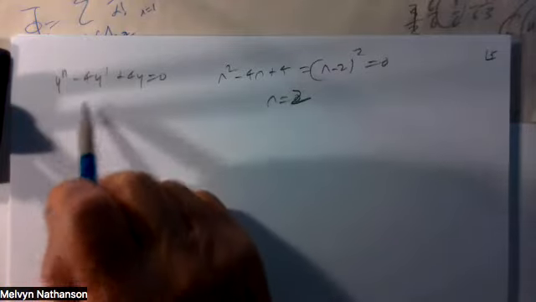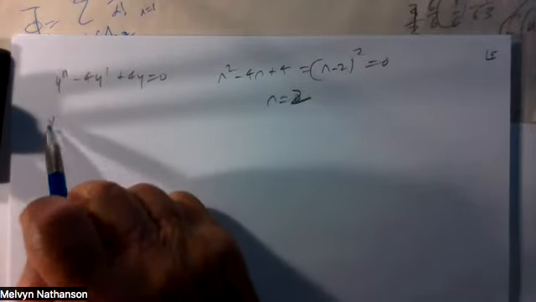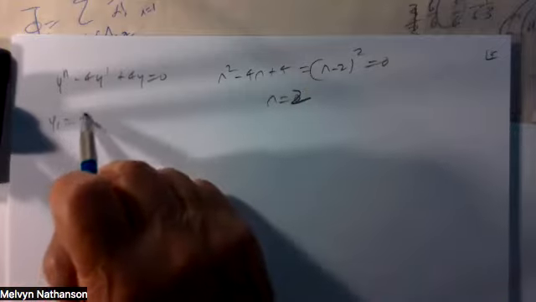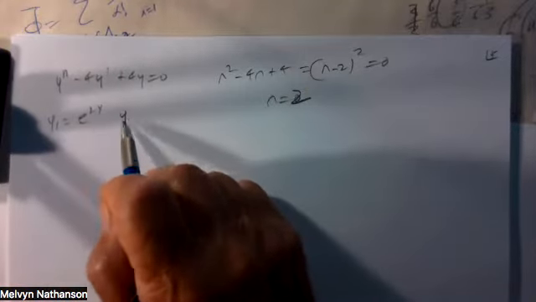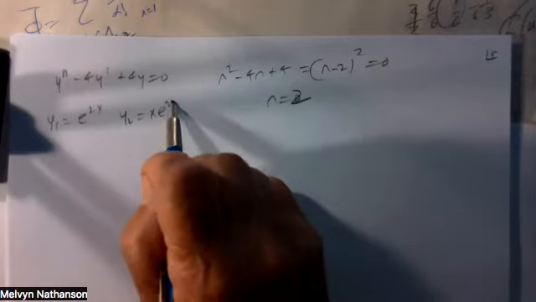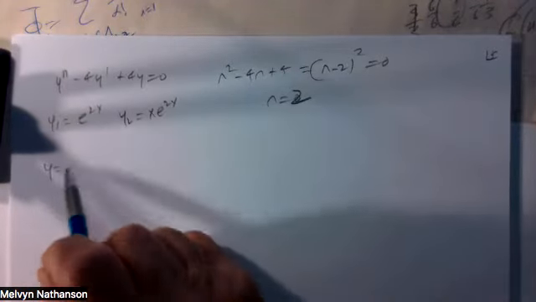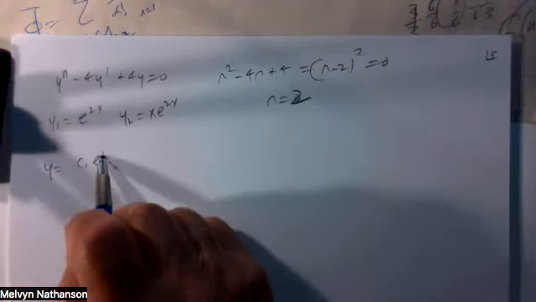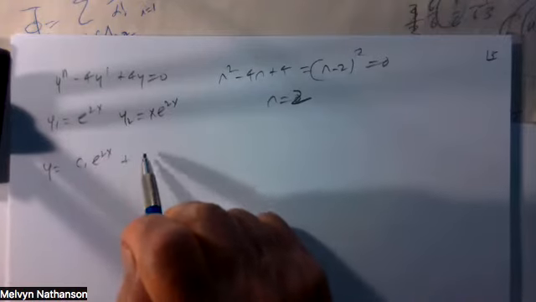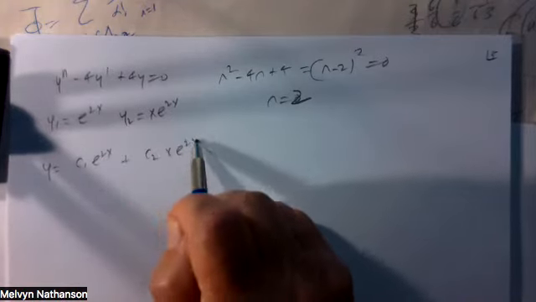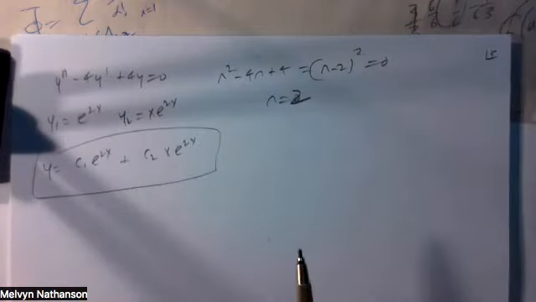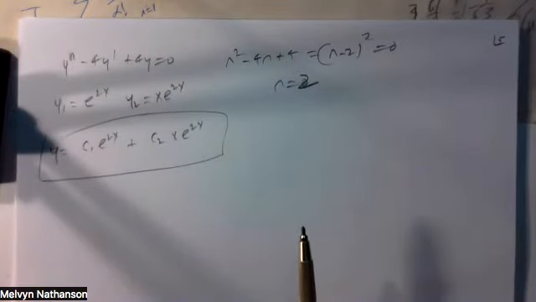So the general solutions of this equation, a pair of fundamental solutions, is y1 equals e to the 2x, and y2 is equal to x e to the 2x. So the general solution is y is c1 e to the 2x plus c2x e to the 2x. That's the general solution.